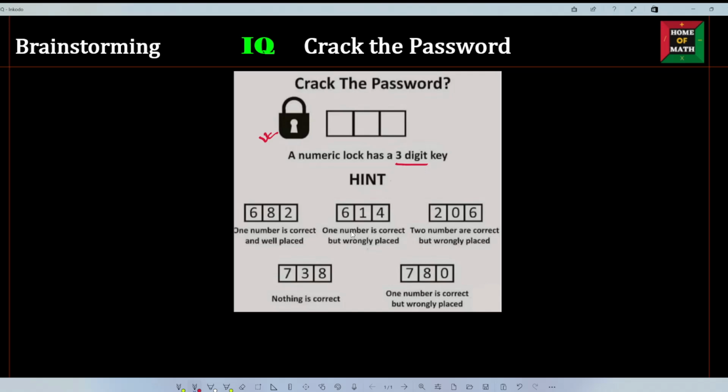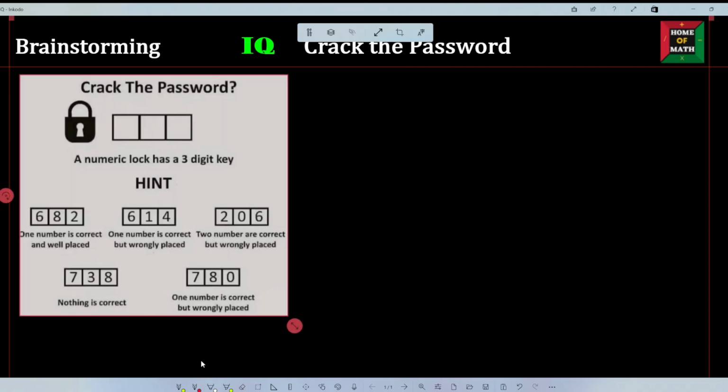Here is some hint like 682. One number is correct and well placed. Second, 614, one number is correct but wrongly placed. Third box, 2 numbers are correct but wrongly placed. Fourth box, nothing is correct. Fifth box, 1 number is correct but wrongly placed. So this is our hint. We need to solve this one.